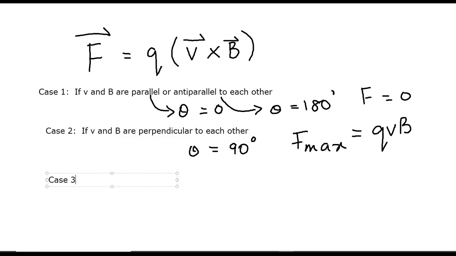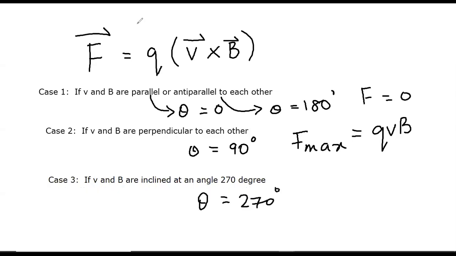Then we look at case 3. Now, what is going to happen when theta becomes equal to 270 degrees? If V and B are still perpendicular, but in the opposite direction, right? They are inclined at an angle of 270 degrees. So what is going to happen? We know that sine of 270 is -1. So when theta is equal to 270 degrees, F becomes equal to minus QVB.